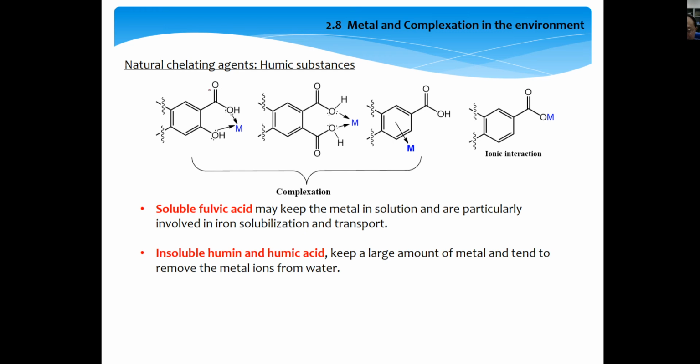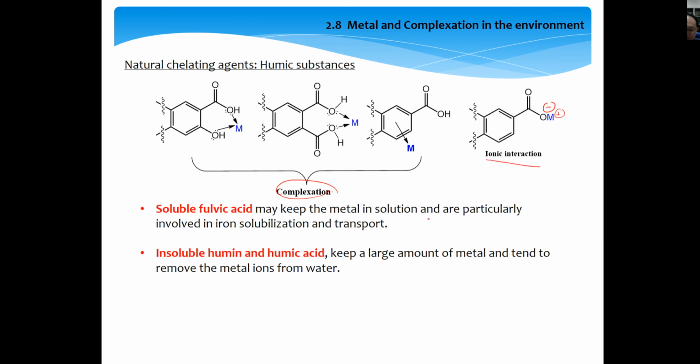So I have summarized the structures here. For example, the first one contains carboxylic acid and hydroxy group. You can see here, it has a lone pair of electrons that can be donated to metal. The second one is two carboxylic acid groups. The third one shows the electron-rich aromatic ring, which can donate electrons to the metal. So all these are complexation. Of course, if the functional group is ionized, it also has the tendency to interact with metal ions through ionic interaction.